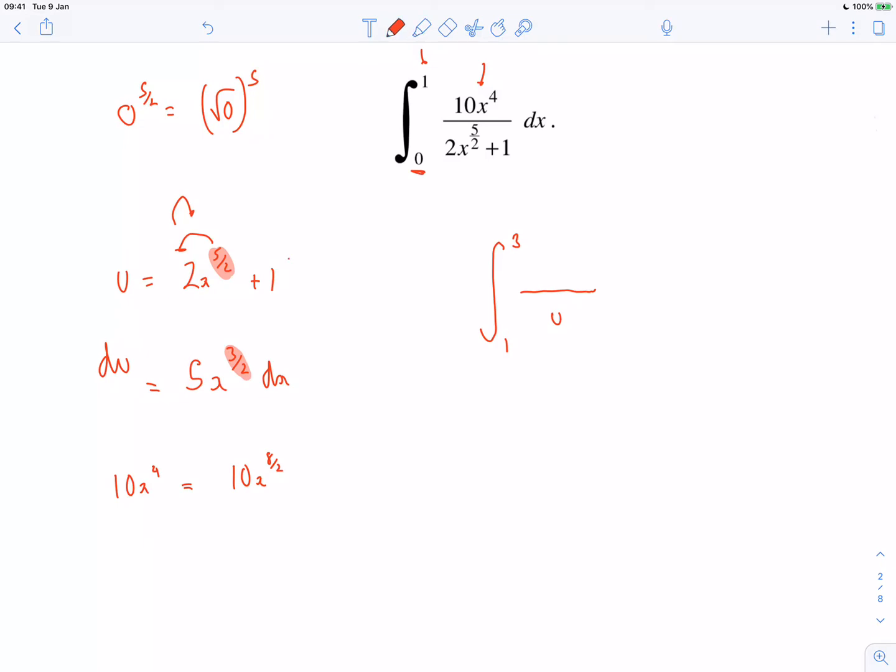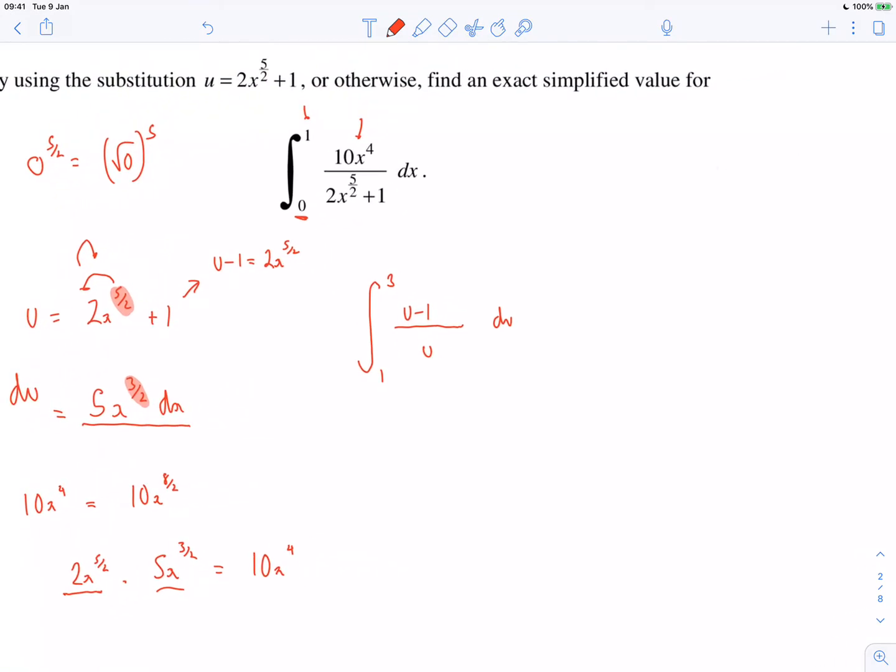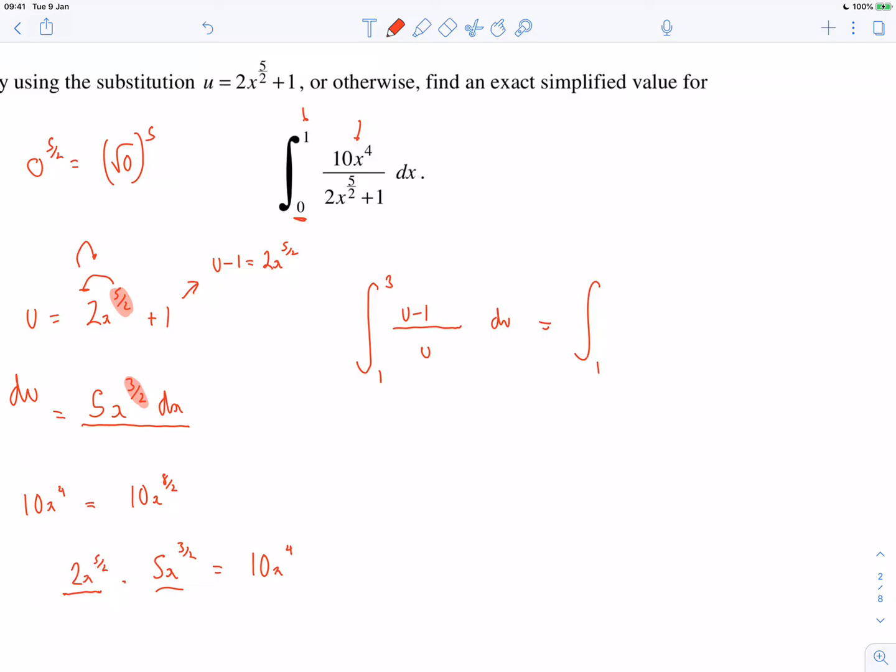So I'm guessing, and this is the sneaky bit, if I let u minus 1 equal 2x to the 5 halves, then 2x to the 5 halves times 5x to the 3 halves still equals 10x to the 8 halves, which is 10x to the 4. Now I notice that I can split this 10x to the 4 as 2x to the 5 halves, which is u minus 1, and then times 5x to the 3 halves, and I know what 5x to the 3 halves times dx is, that's just du. And now I've got this, which is so much easier to integrate because this is just going to be between 1 and 3 of u minus 1 divided by u, so I can split this up into u over u minus 1 over u du.